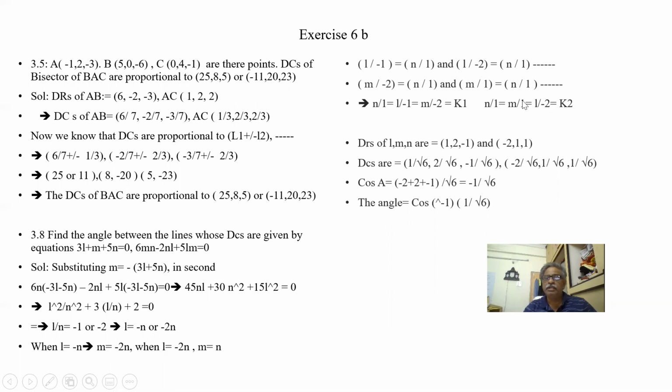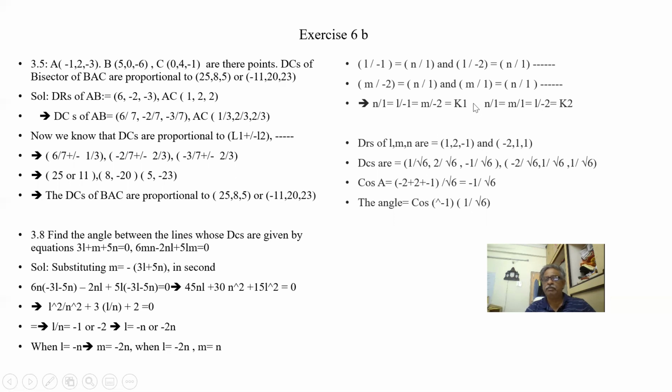So what is the cos between the lines? L1 L2 plus M1 M2 plus N1 N2. So here, from the DRs of this, they are in the ratio 1, minus 1, minus 2. So minus 1, minus 2 become 1, 2. Under L we have minus 1. Under M you have minus 2. Under N you have minus 1. So 1, 2, minus 1. This is one line. This is L. Minus 2, 1, 1. This is the second line. These are the DRs.